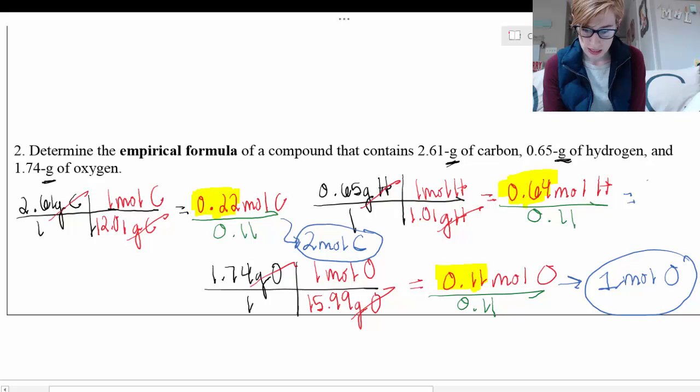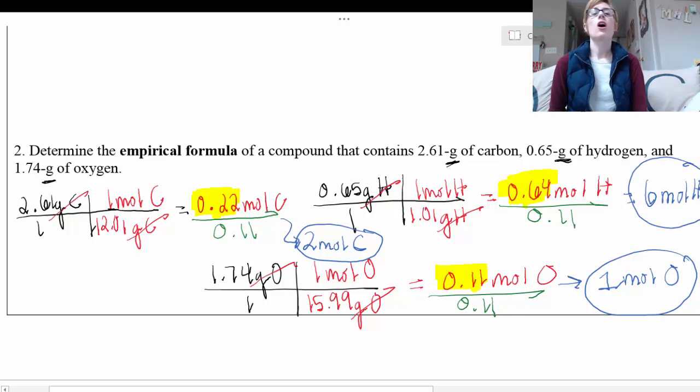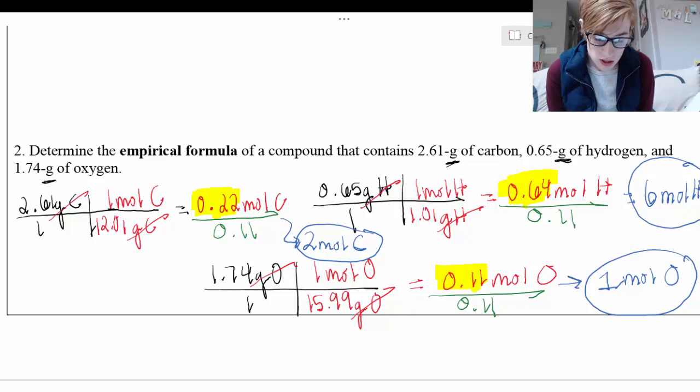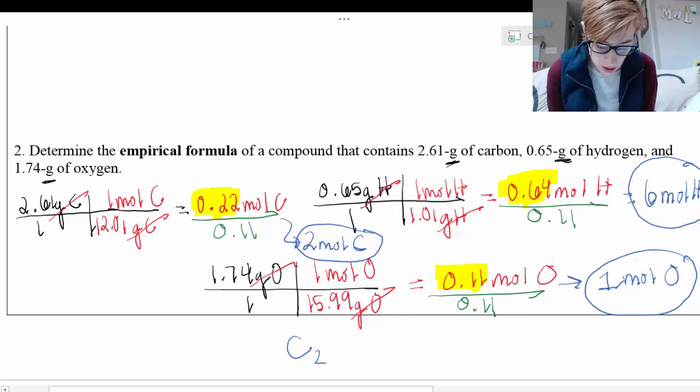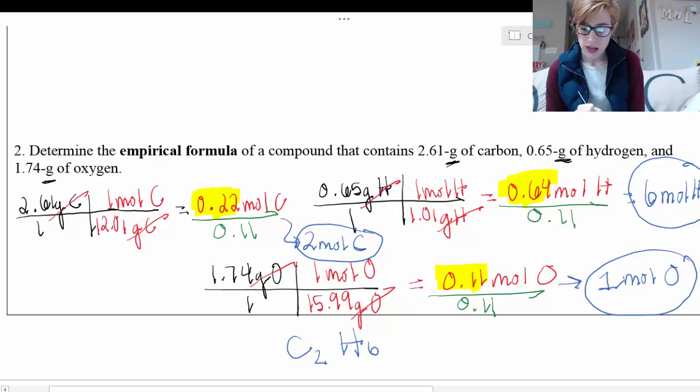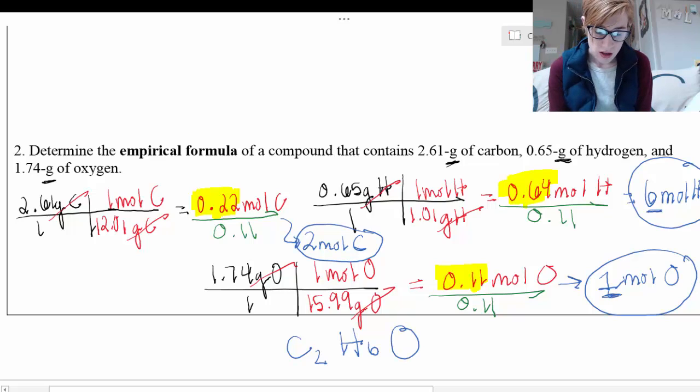Okay, so are all of these whole numbers? Yes, so I don't have to multiply any of them by a number since they're already whole numbers. So I have 2 moles of carbon, I have 6 moles of hydrogen, I have 1 mole of oxygen. See how these numbers right here, you're going to put as their subscripts, okay?